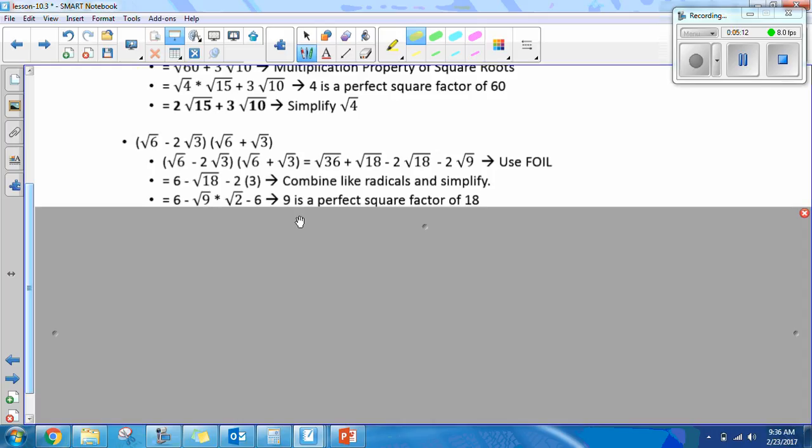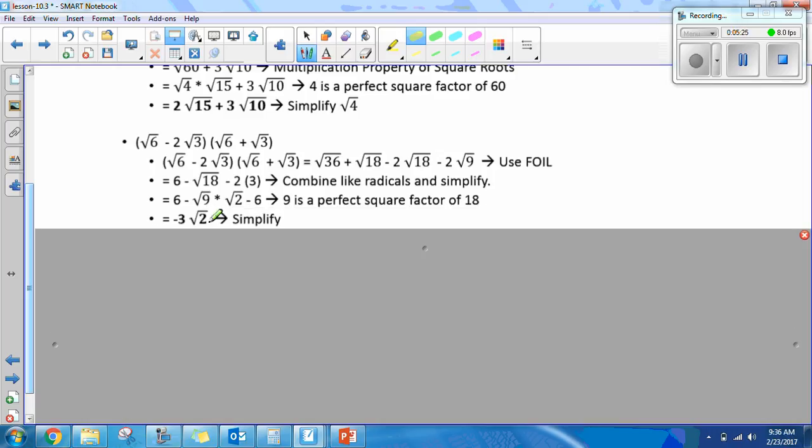Since 9 is a perfect square factor of 18, we can use the multiplication property of square roots to simplify radical 18 as radical 9 times radical 2. And when we simplify radical 9, we get 6 minus 3 radical 2 minus 6, but then the 6 minus 6 gives us 0, so we're just left with negative 3 radical 2.